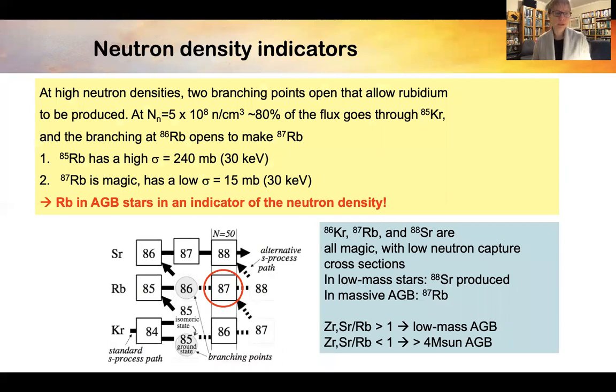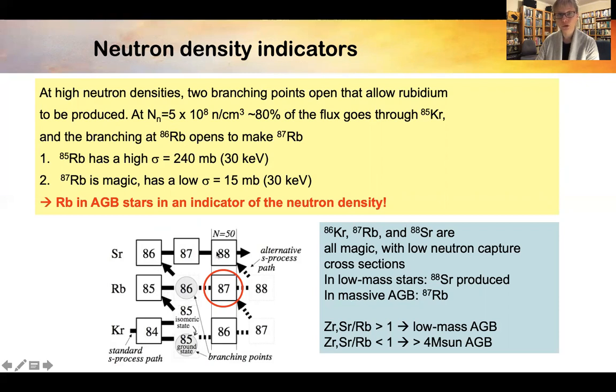I wanted to talk briefly about neutron density indicators. Rubidium is one. I mentioned that intermediate mass stars can make rubidium, and that's because of a branching point. There's actually two of them. This little chart down here shows that at krypton-85 we have a branching point. If you have lower neutron density, you bypass it, so this gets bypassed, and the main path is shown as a solid line, and that gets to strontium-88.